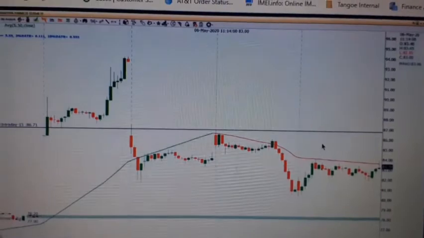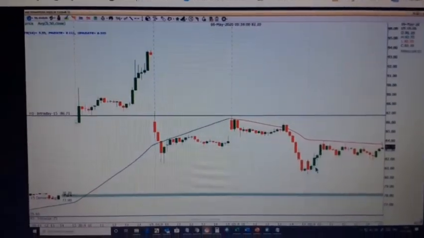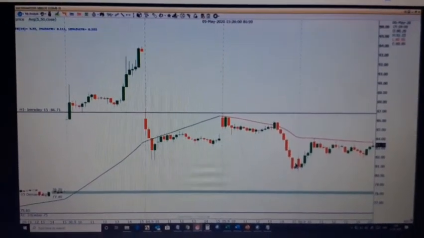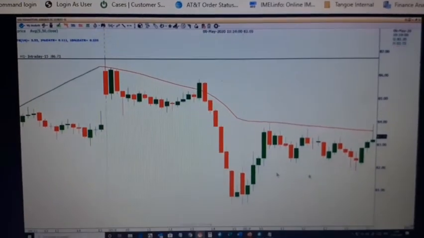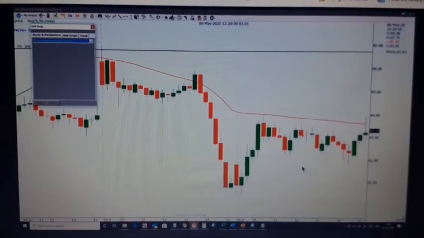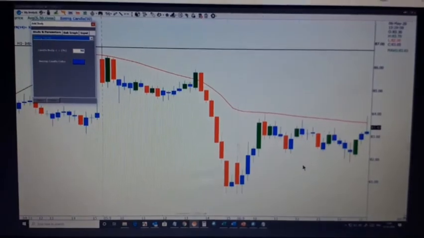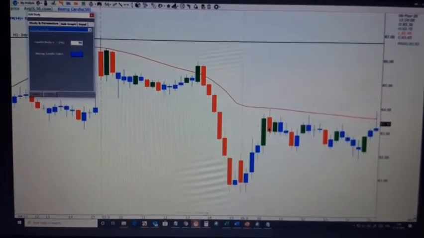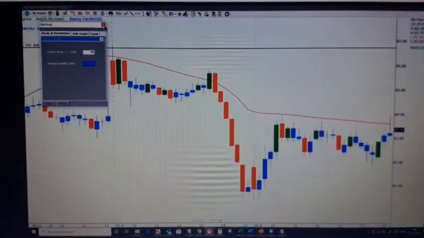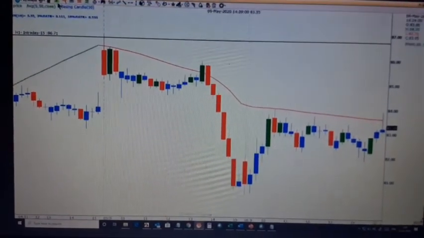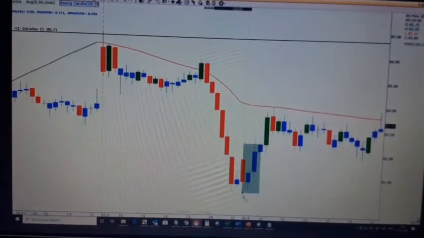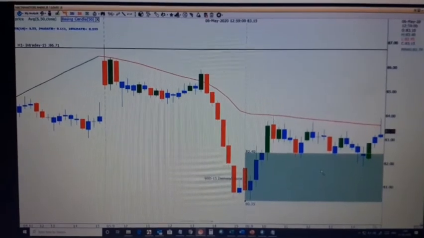This is not very explosive. You can mark your picture of demand. This one you're talking about? No, this is not a demand zone. This is a tested demand.